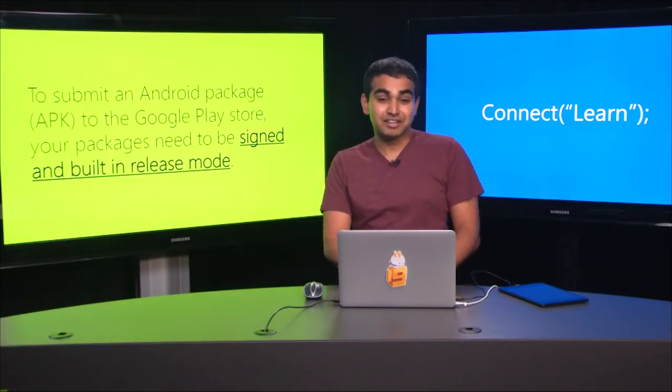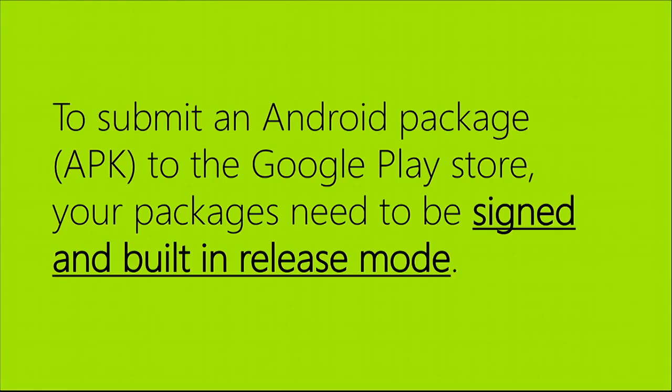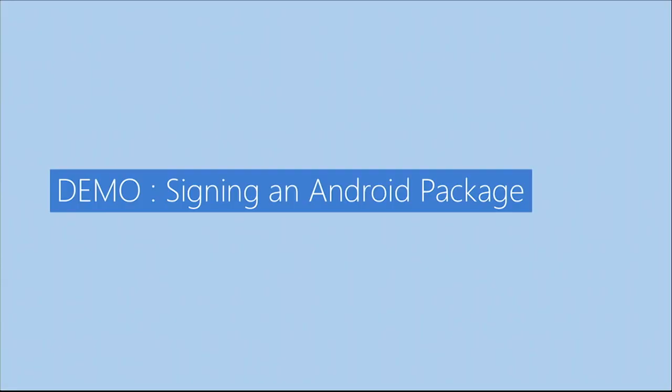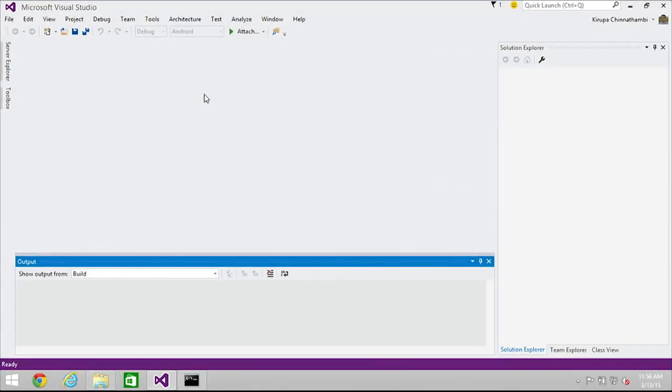So the solution is, in order to submit a package, which is an APK for short, to the Google Play Store, the binaries you create need to be both signed and built in release mode. And you'll see shortly what they all mean in this very quick demo I have on how to sign an Android package. So I'm in Visual Studio right now.